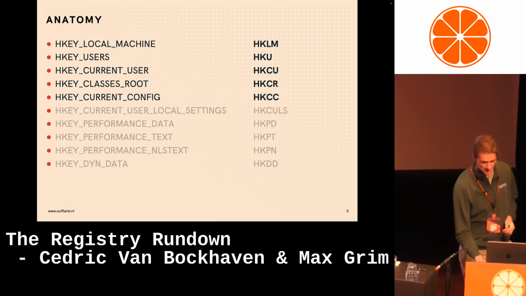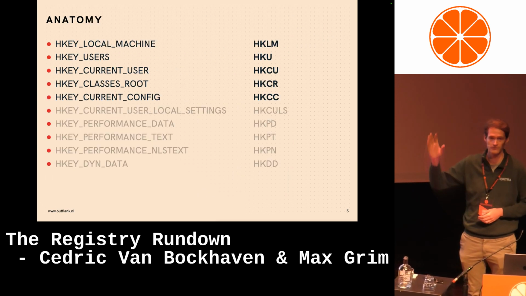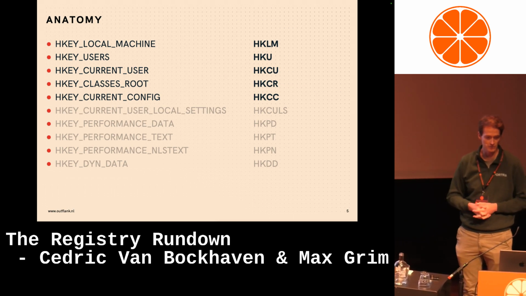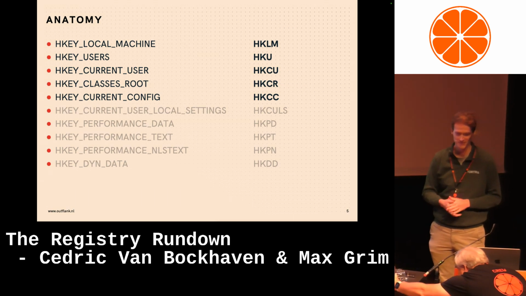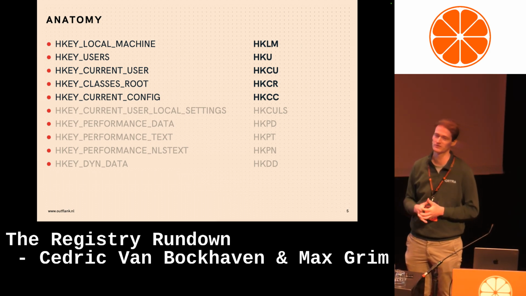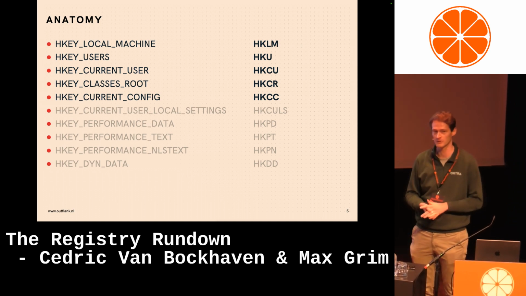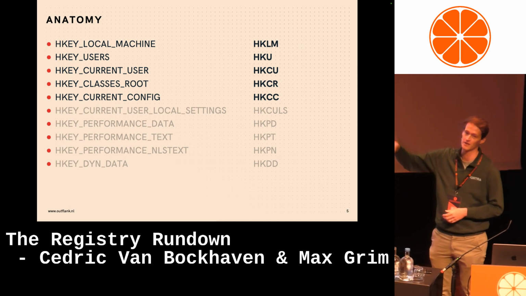So, if you open Registry Editor, what you'll see is a hierarchical view of typically these hives, HKLM, HKU, and so on. And you also have a number of other hives that you don't typically see in the registry, but they are present. So you can interact with them if you know how to. And those are the ones that are grayed out on this slide.